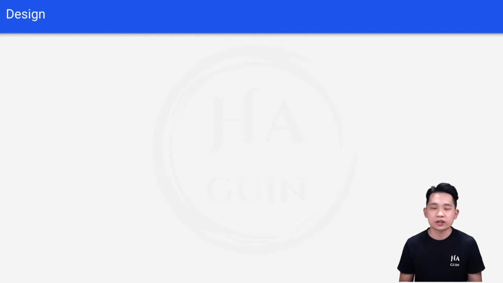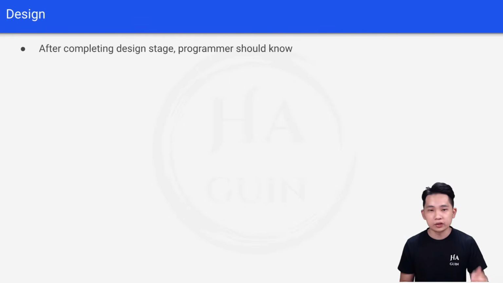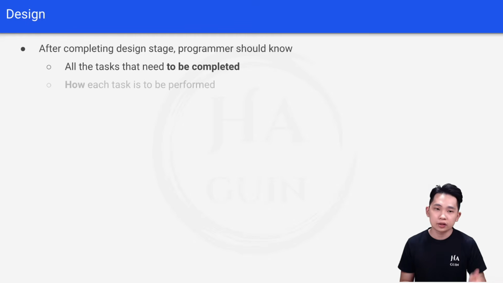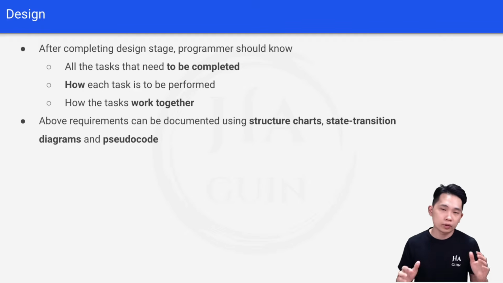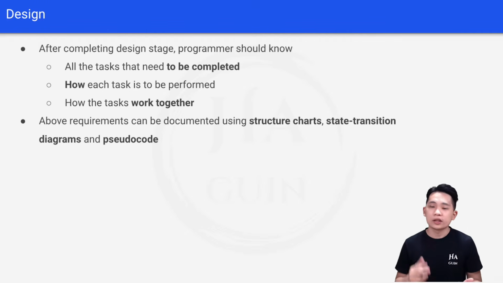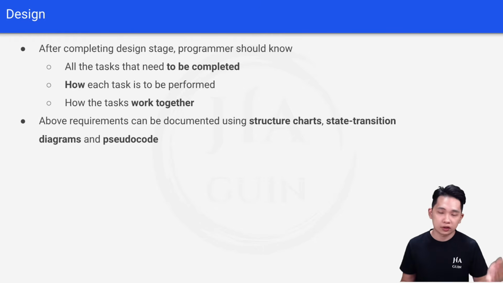Now let's look at design stage. So after completing design stage, programmers should know all the tasks that need to be completed, how each task is to be performed, as well as how the tasks will work together. And the above requirements can be documented using structure charts, state transition diagrams, and pseudocode. So we have covered pseudocode before. Definitely in the future videos, we will be covering structure charts as well as state transition diagrams.